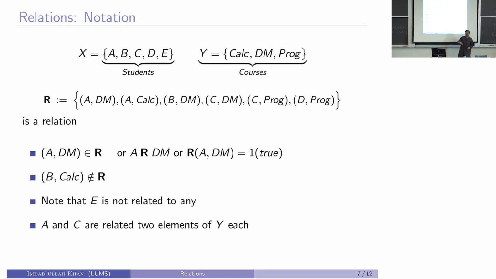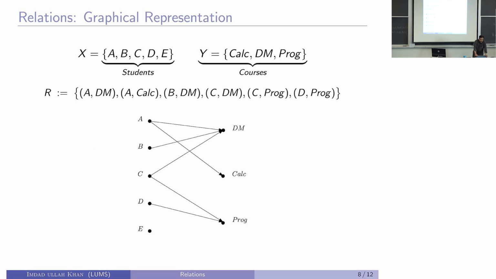If it was a function, E must be mapped to at least 1 and exactly 1. Here E is not related to any, right. So, it is not a function mapping. A and C are related to more than 1 element, both related to 2. But that is okay. Functions have such requirements, relations have no such requirements.